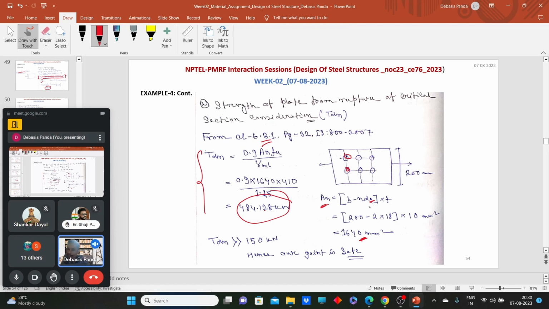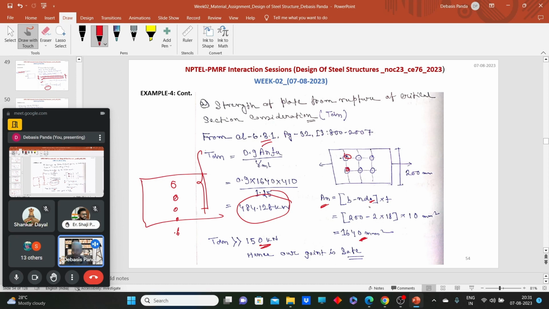And how much load we need to transfer through this joint? Only 150 kilonewton. It's okay. So for example, if someone needs to provide 6 bolts in a row, I want to provide one row with 6 bolts in a row, so he or she needs to show that the design strength due to rupture is more than the load that needs to be transferred. So it's clear how we can design and check the connections.